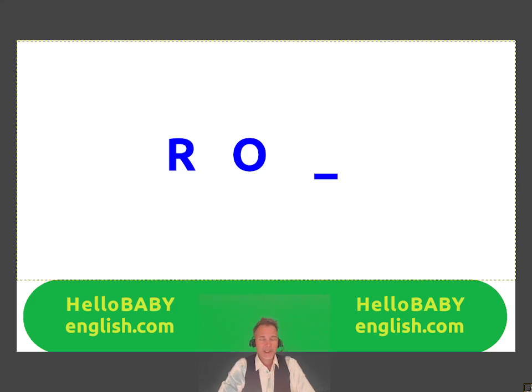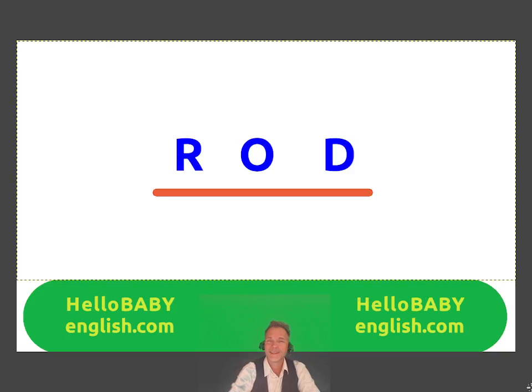This word is similar to a pole. It's the thing that holds up a curtain, and sometimes it's on the top of a building to catch a lightning strike. And the missing letter is the fourth letter in the alphabet. Rod. A curtain rod. A lightning rod.